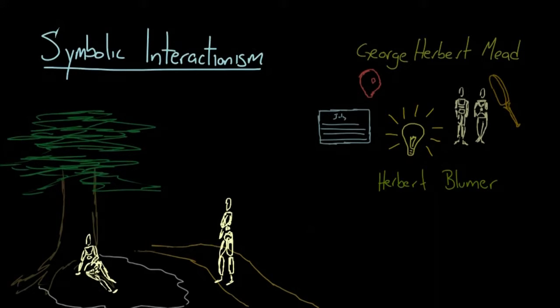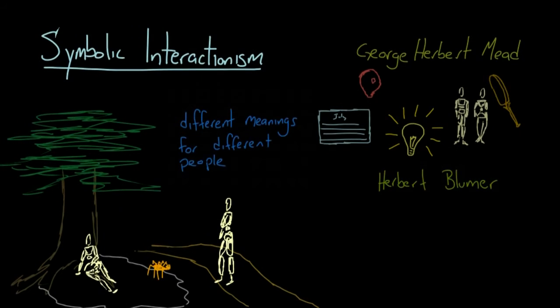Blumer's second tenet was that we give meaning to things based on our social interactions. The same thing can have a different meaning for different people. For the person talking to me, the tree is a breeding ground for creepy crawlies, and they are going to avoid it. But I'm quite happy with my seat in the shade, and I haven't been bothered by any ants, so I'm content just to sit. We have different views of the tree, and so we act differently.